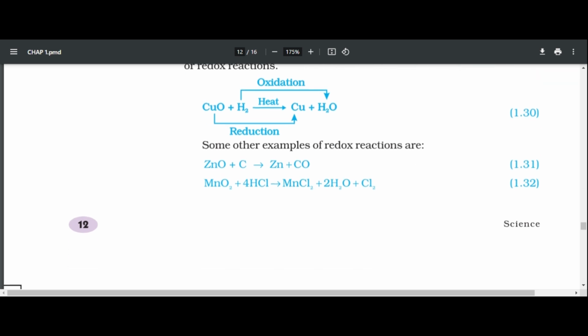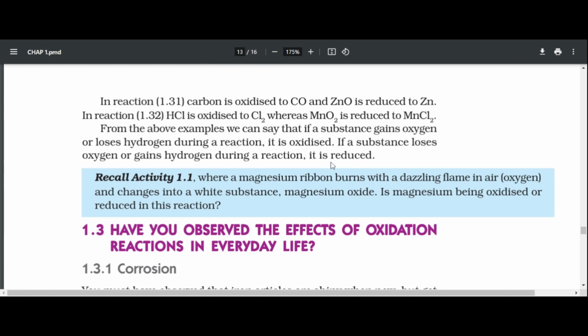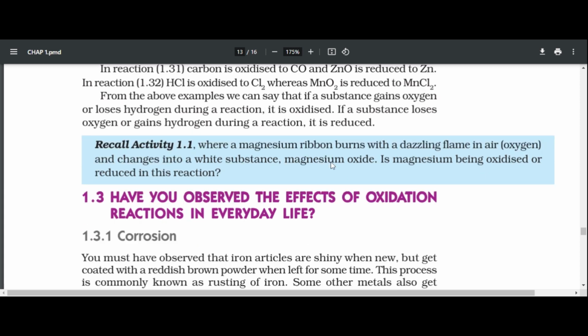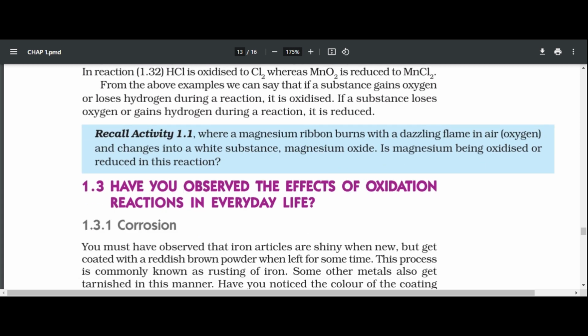Some other examples of redox reactions are ZnO plus C gives Zn plus CO, and MnO2 plus 4HCl gives MnCl2 plus 2H2O plus Cl2. In reaction 1.31, carbon is oxidized to CO and ZnO is reduced to Zn. In reaction 1.32, HCl is oxidized to Cl2 whereas MnO2 is reduced to MnCl2.